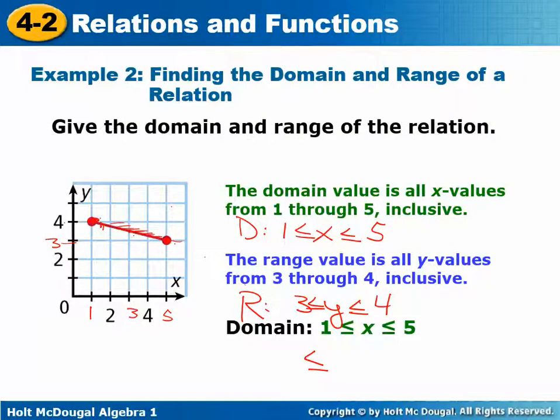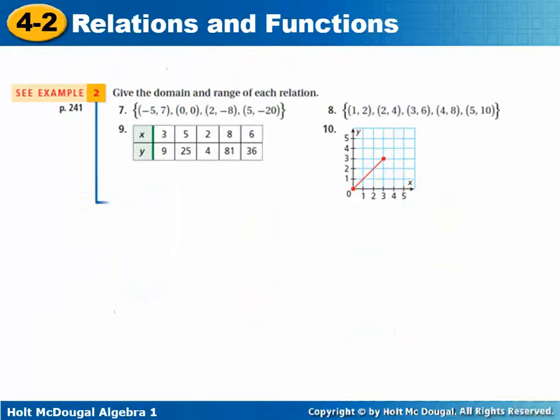So the domain there, they show it written the same way I wrote it, and they show the range written the way I wrote it. That's the easiest way to write domain and range for a continuous function.